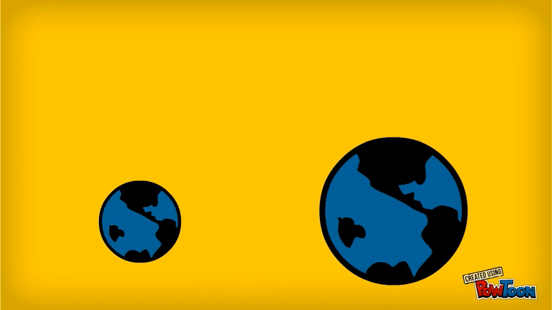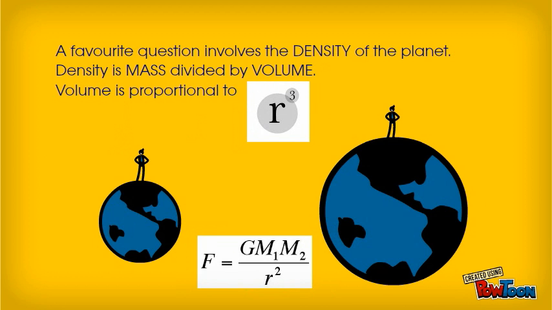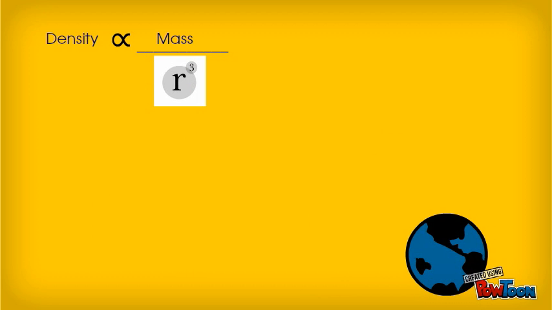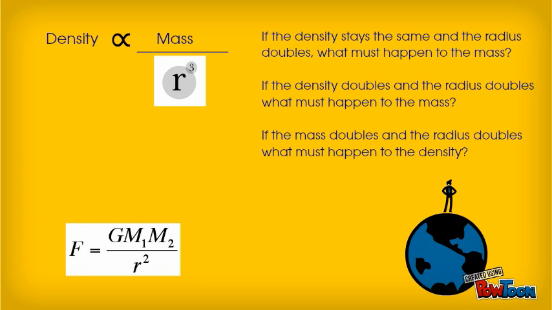A favourite question on exam papers involves the density of a planet. Density is mass divided by volume, and you should know that volume is proportional to the radius cubed. So we can say in that case that density is proportional to mass divided by the radius cubed. And I'd like you to think about the following examples. If the density stays the same and the radius doubles, what must happen to the mass?